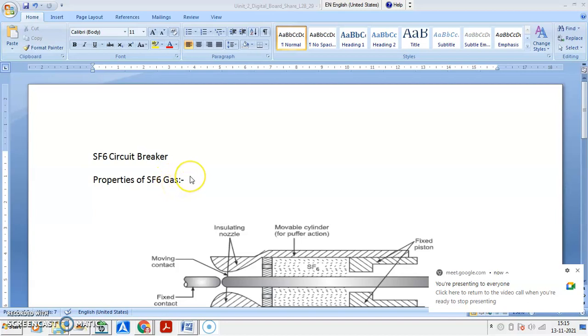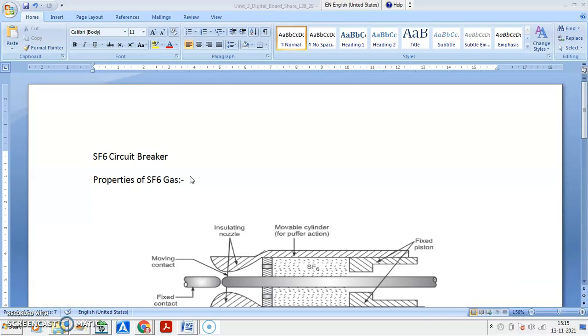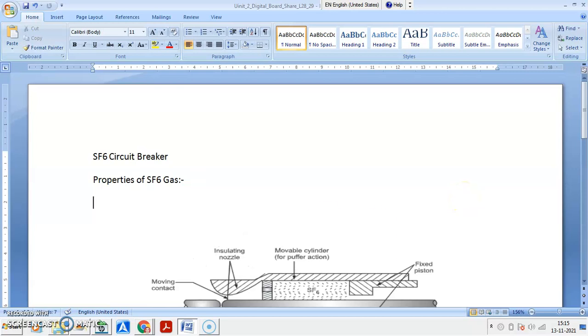So properties: sulfur hexafluoride gas, SF6 gas circuit breaker. In an SF6 gas circuit breaker, sulfur hexafluoride gas is used, and this gas has some inherent properties. Why is this SF6 gas used as an arc quenching medium in SF6 circuit breakers? Because of certain good qualities or properties of SF6 gas.